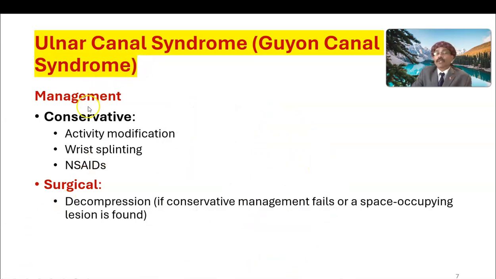So what is the treatment or management? Conservative: activity modification, like avoiding some types of hammer use or over-bicycling, wrist splinting, NSAIDs, non-steroidal anti-inflammatory drugs like ibuprofen. Surgical management: decompression. If conservative management fails or a space-occupying lesion is found, we need surgical intervention to release the ulnar nerve at the Guyon canal.